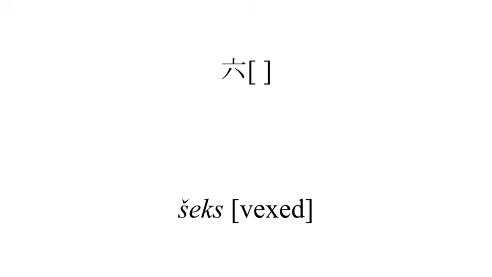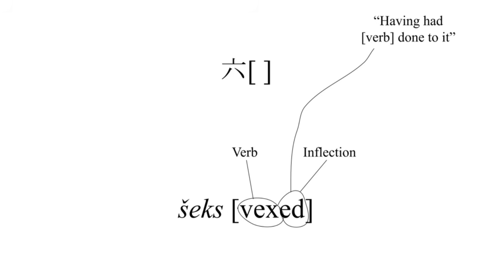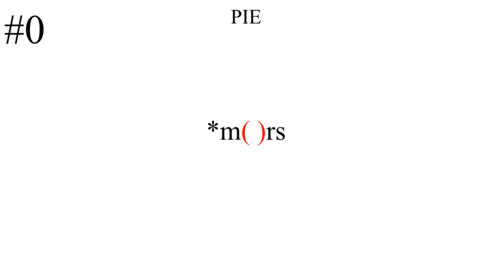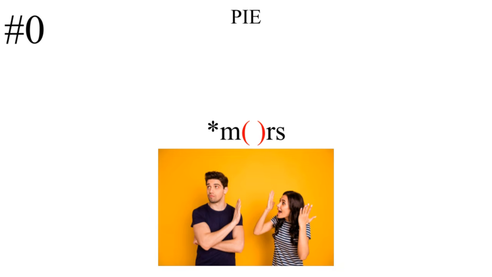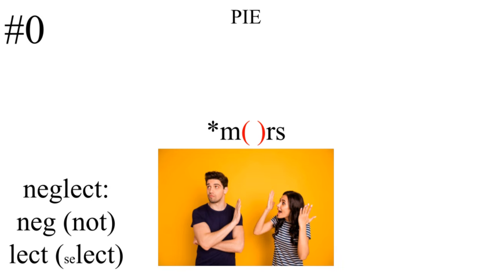Let's do another one, vexed. In English, the word vexed is a participle, meaning it's technically a form of a verb that means having had vexing done to it. The Proto-Indo-European equivalent for this would be tos, as you can imagine. So the word I'm using for vex is going to be mers. Mers is actually closer to ignore or neglect, but I can use a new word like not care for that.